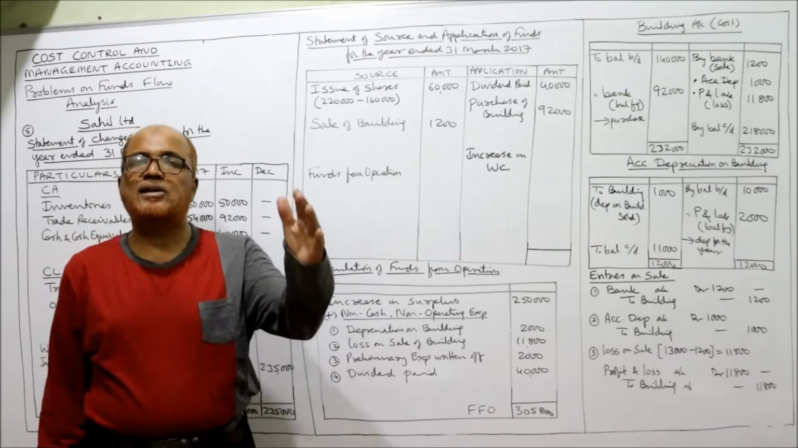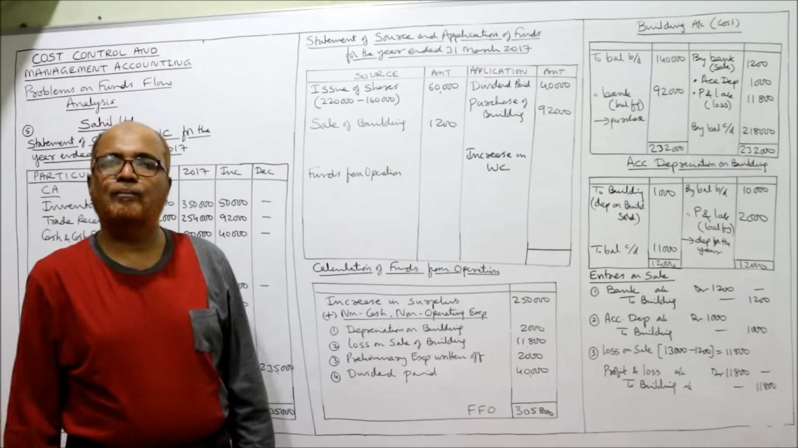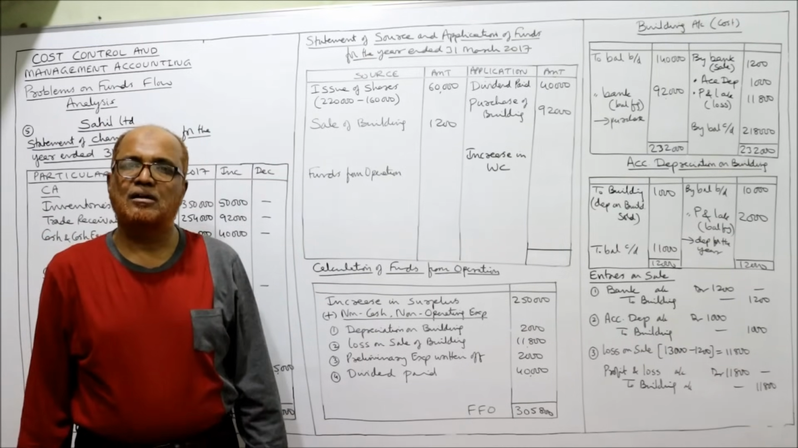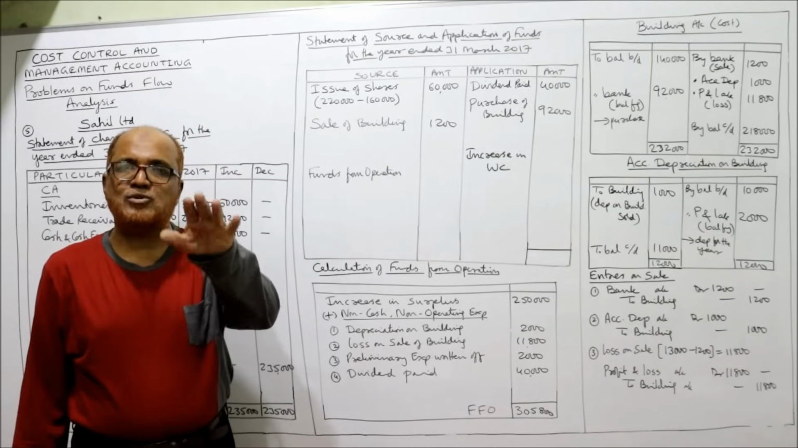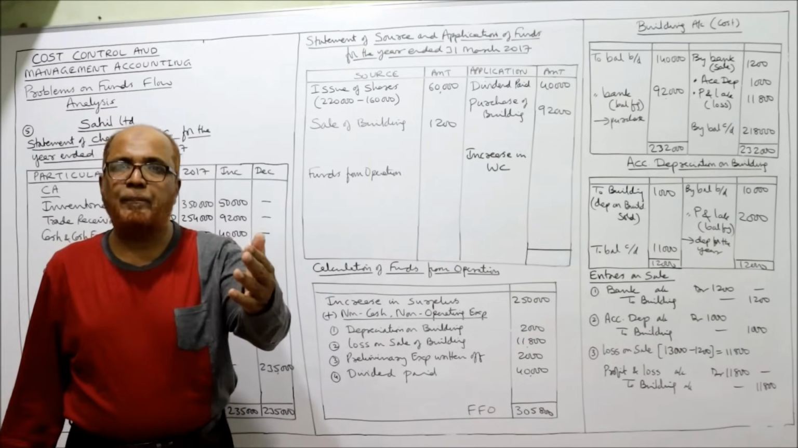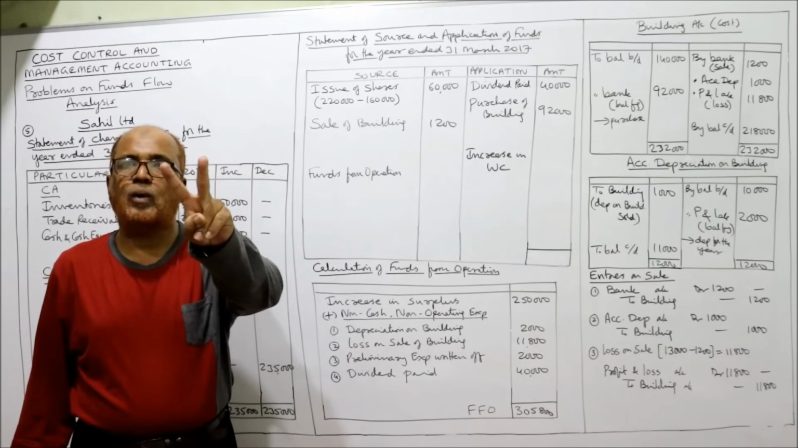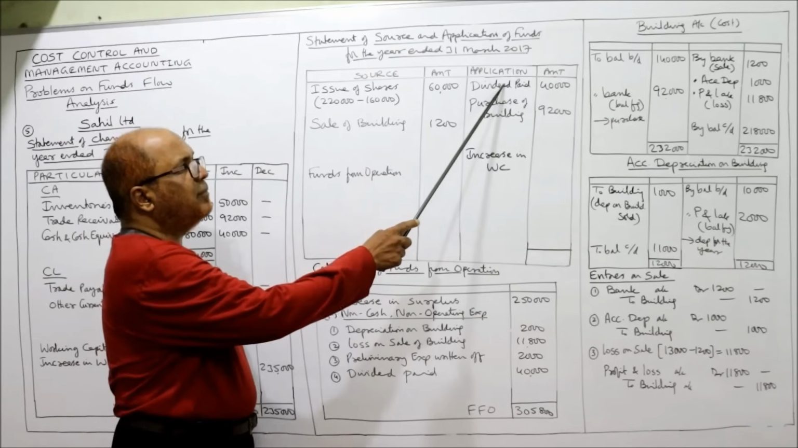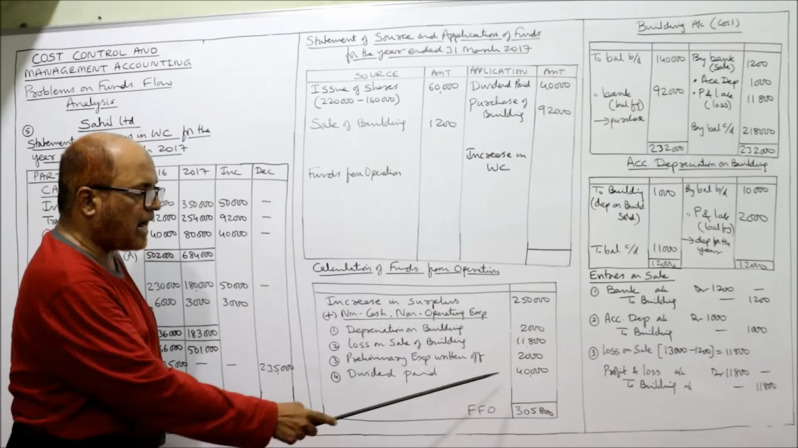Third one, preliminary expenses written off. Just now I told you, fictitious asset. 2,000 rupees preliminary expenses decreased. That is written off. Last one, dividend paid. Last item it is given. Twice it will come. Dividend paid will be taken here and dividend paid will be added.